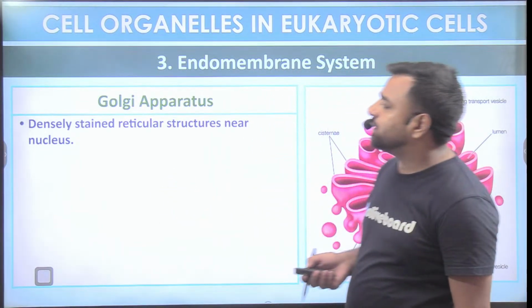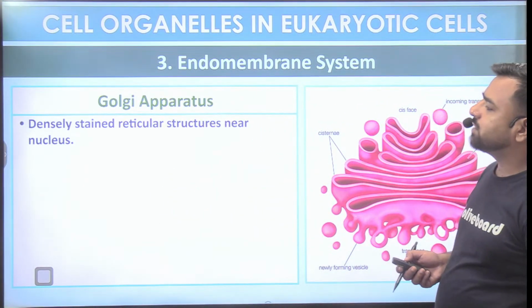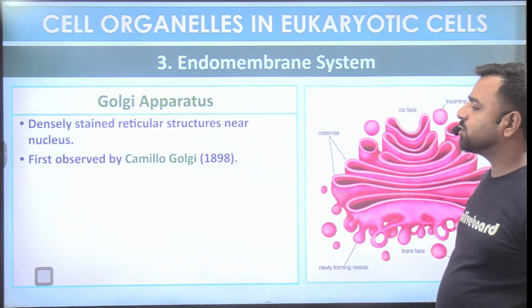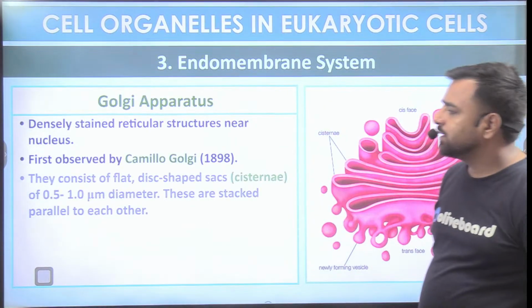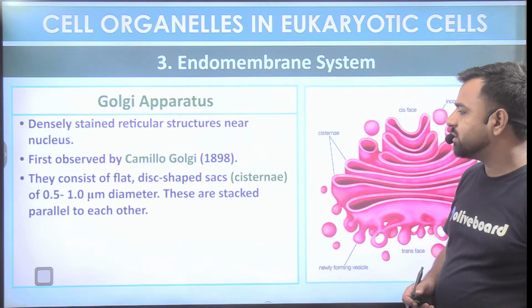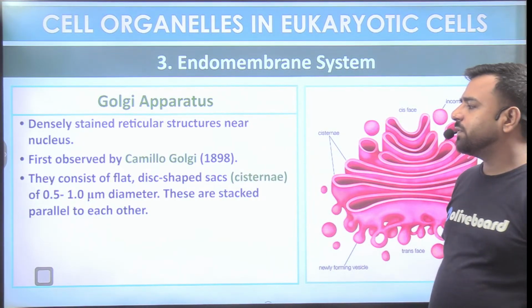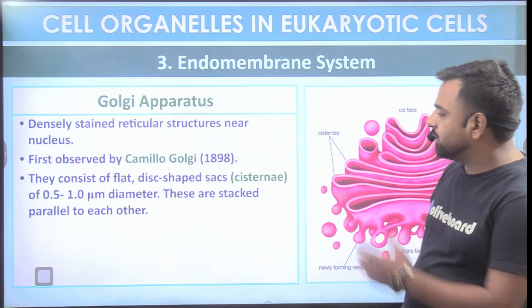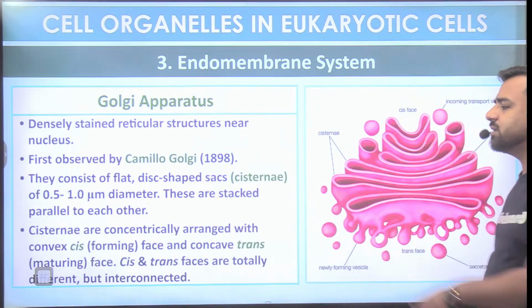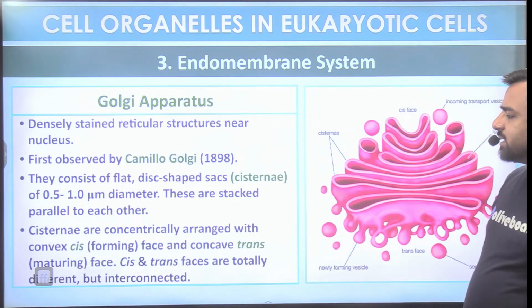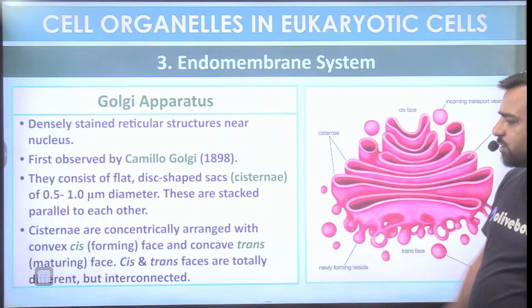They are densely stained reticular structures near the nucleus, first observed by Camillo Golgi. From here itself, this name was derived, that is Golgi. They consist of flat disc-shaped sacs of 0.5 to 1 micrometer diameter. They are stacked parallel to each other. Cisternae are concentrically arranged with the convex cis forming face and the trans maturing face.